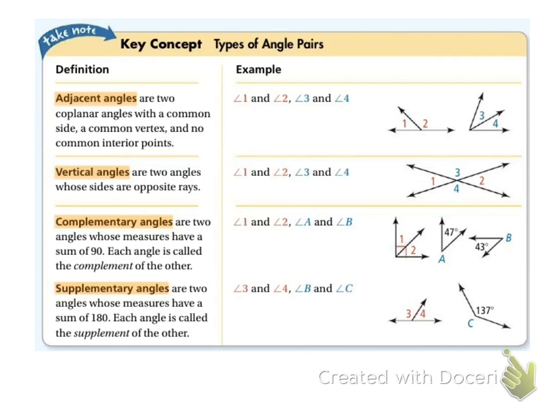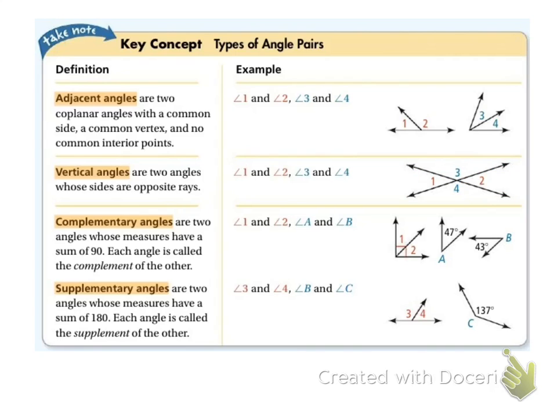Vertical angles are two angles whose sides are opposite rays. The other way to think of that is if I can draw two straight lines, and it doesn't bend at all, then I can choose opposite angles. So 3 and 4, those are vertical angles. And 1 and 2, those are vertical angles.